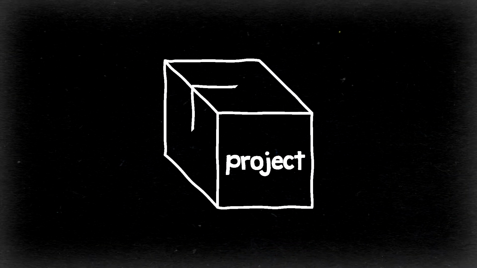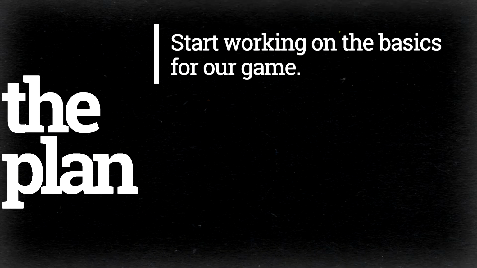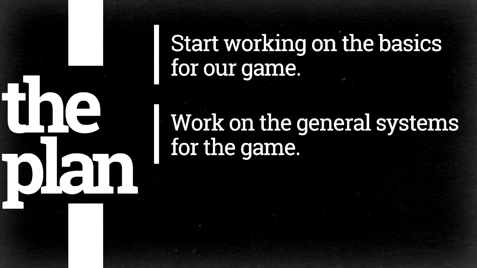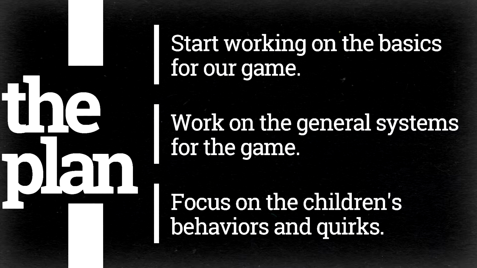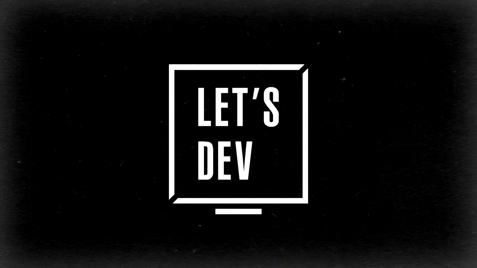To get to the meat of this project, we're gonna have to actually start working on it, so here's the plan for this episode. We need to first build the basics for our game. This includes the general system, the game will function, and working on the children's behavior and quirks. Basically, the building blocks for our project. So without further ado, let's get to the coding.